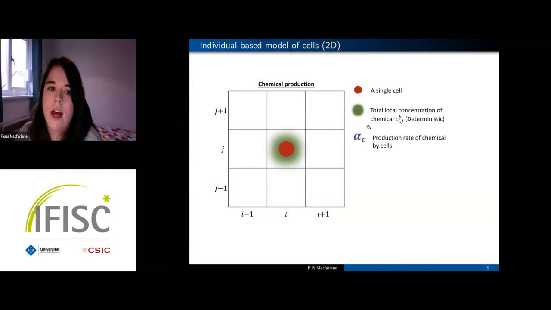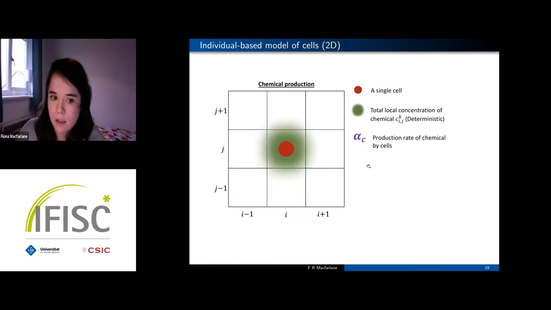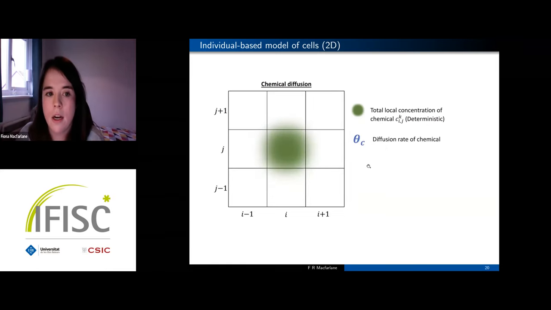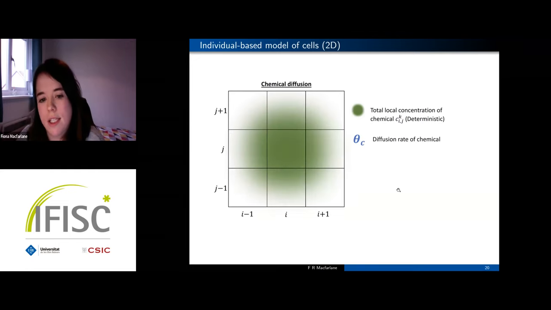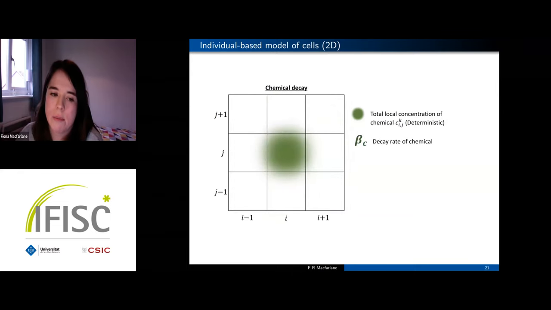And then the chemical or chemoattractant is going to be produced by the cells on each position. And there's going to be some production rate alpha C, where that chemical is then produced by the cells. We're also going to have diffusion of our chemoattractant so the chemical can spread between neighboring positions at some rate theta C. And we're going to have some decay of our chemical as well at the rate beta C. So that just means at that position, there's going to be a decrease in the amount of chemical.